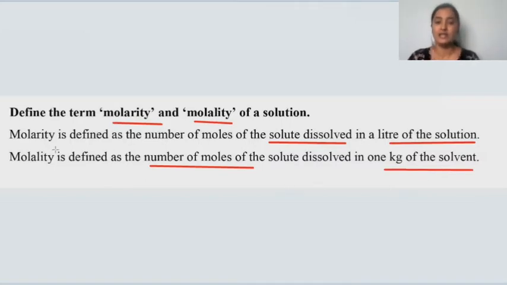Here, children, molarity is volume dependent, and you can also consider it a temperature dependent term. But molality is independent of temperature. However the temperature changes, it is not going to affect the molality of a solution, because molality is not dependent on the volume, which is what changes when the temperature changes.